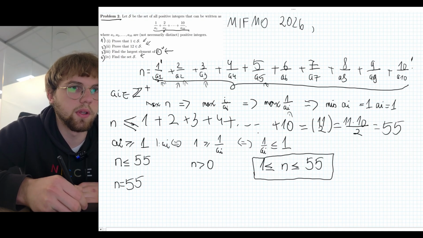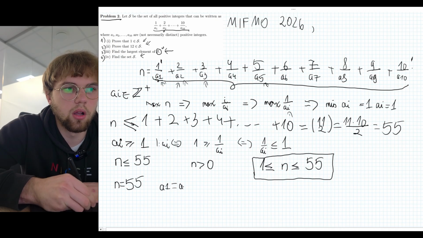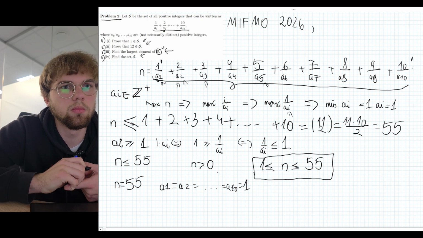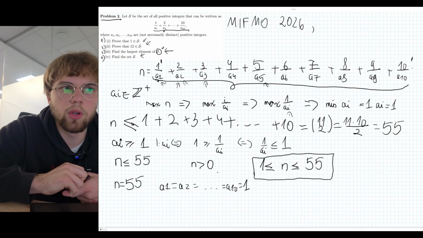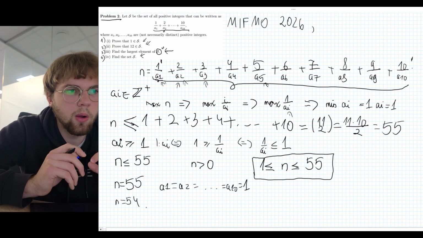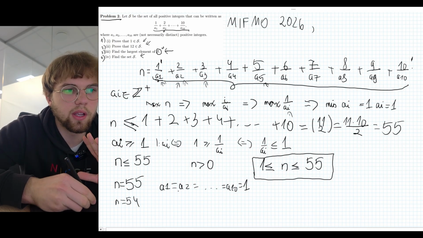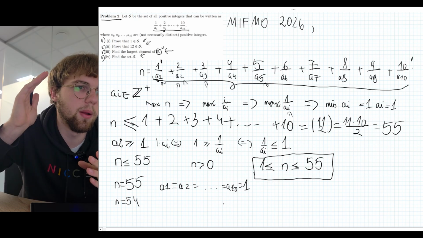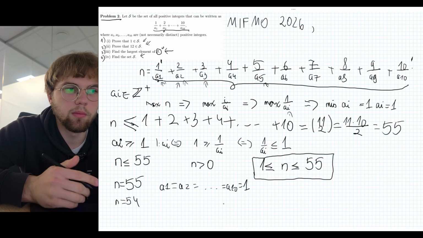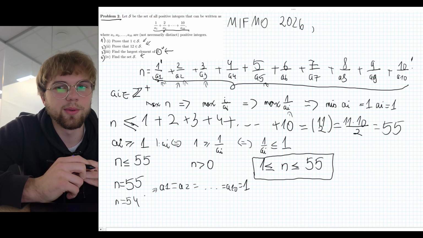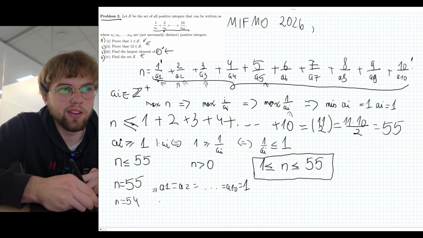How do we construct n equals 55? Well, we take all a_i to be 1, right? This gets us 55. And what do we want to do now? Well, we want to get 54. So how can we twist this construction in order for us to get 54? Well, we want to minimize it by 1, right? Because this gave us 55, and now we want 54.